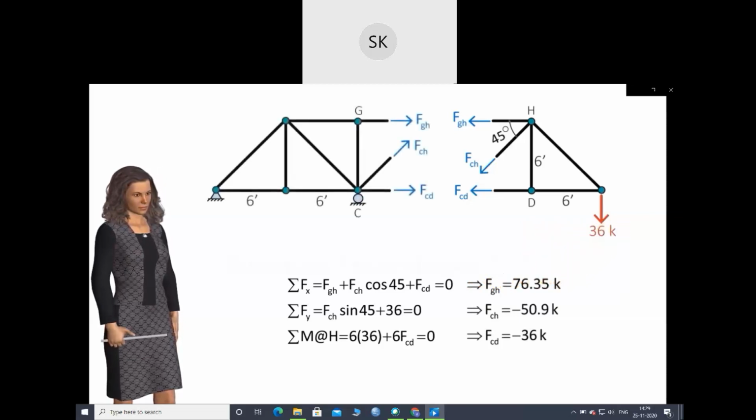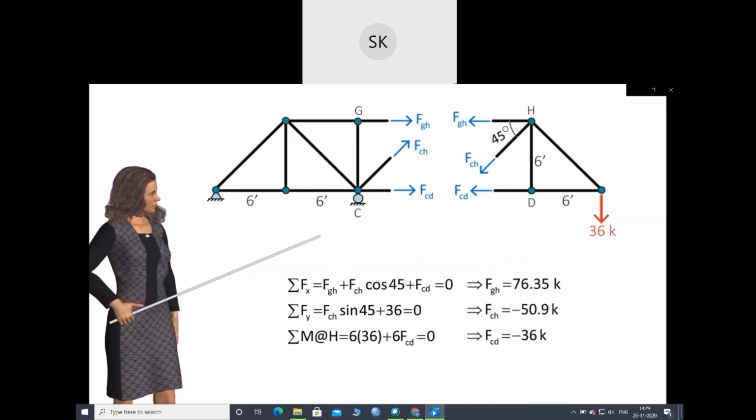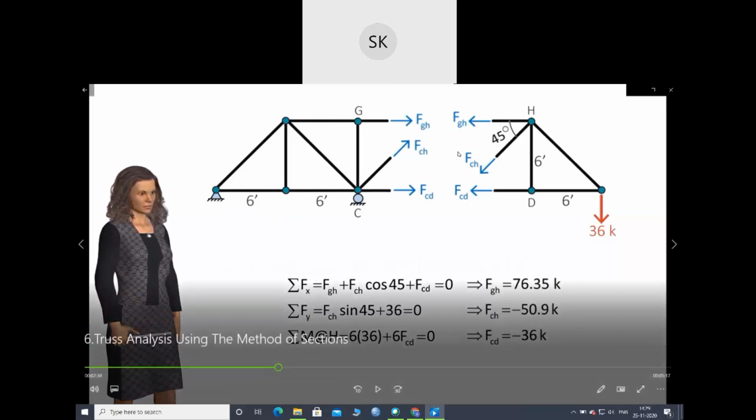Note for this particular problem, we did not need to know the support reactions in order to determine the force in member CD. So in this method, we don't need to find out the support reactions. That is the plus point or advantage of the method of sections.